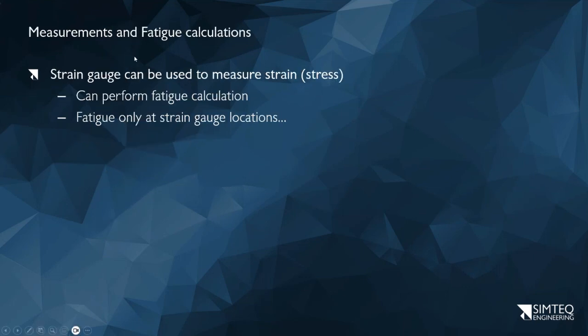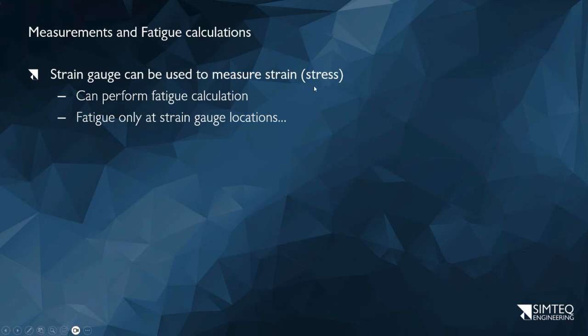So let's say we want to do a fatigue calculation by doing some kind of measurement. First option, we stick a strain gauge at the location we're interested in. From there, I get strain, which I can relatively easily convert to stress, which means I can do a strain life or a stress life calculation relatively easily. So yes, we can do it, but we can only do it where we've got the strain gauges.